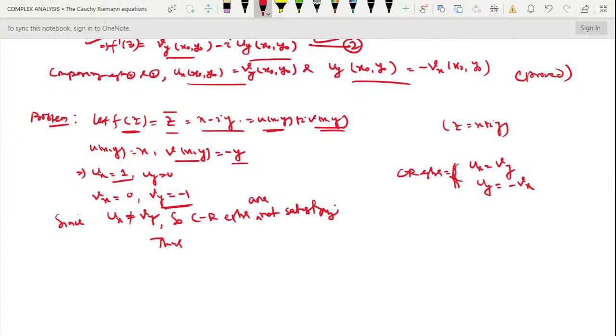Thus, by the above theorem, you can say f of z, which is z bar, is not differentiable at any point except 0. Because at the origin both x and y are 0, so u_x will be 0, u_y will be 0, v_x will be 0 and v_y will be 0. So this is not differentiable except at 0.